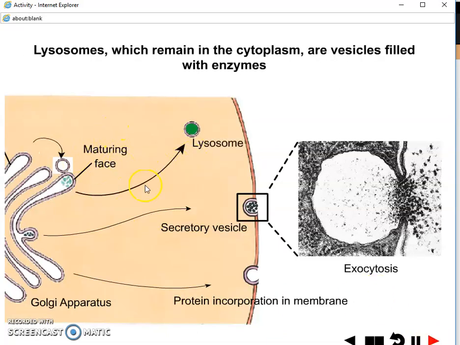Last but not least, we can actually form structures for the cell itself. So one of our other organelles is basically the lysosome, which pretty much has hydrolytic enzymes inside of it to do many cellular functions.